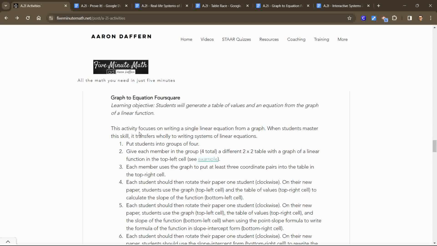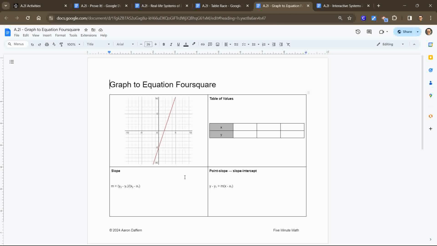Now, our next strategy is called graph to equation foursquare. And so once again, this activity focuses on a singular linear equation, but if we can figure this one out, we can easily write a system of equations, right? So what we want to do is we want students in groups of 4. Now here's an example, okay? So this is an example here.